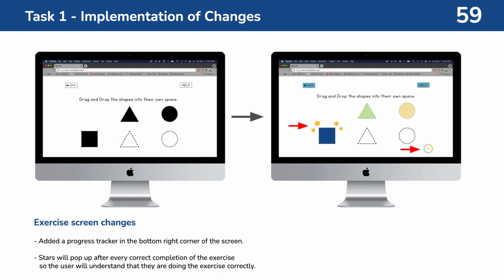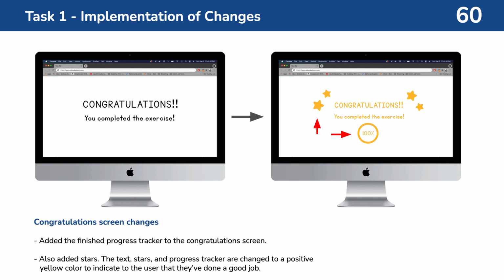In the exercise page for task 1, stars have been added when a user completes a portion of the assignment. A progress tracker was also added in the bottom right corner of the page. In the congratulations page, the finished progress tracker and stars were added. The text, stars, and progress tracker were all changed to a positive yellow color. This was done to indicate to the user that they did a very good job.